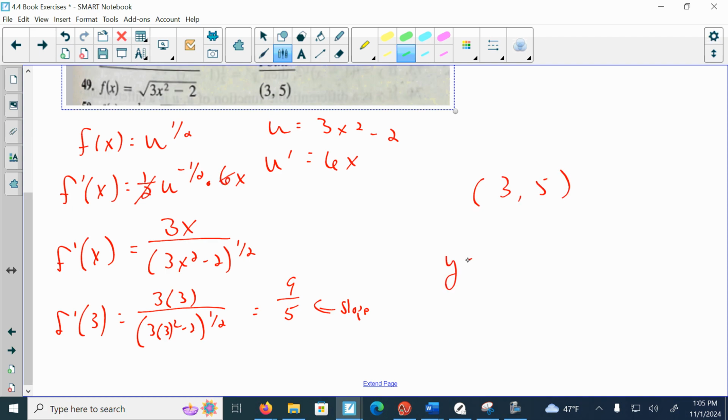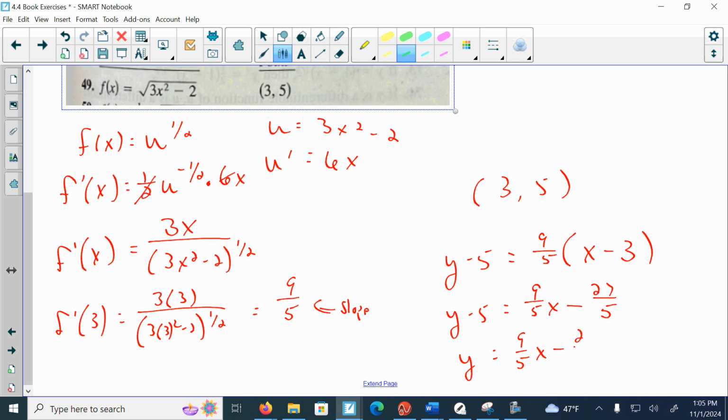I'm going to do point slope. So I'm going to have y minus 5 is equal to 9/5 x minus 27/5. I'm going to add 5 to both sides. If I add 5, that's going to be minus 2/5. Okay, so that is what I got. y is equal to 9/5 x minus 2/5.